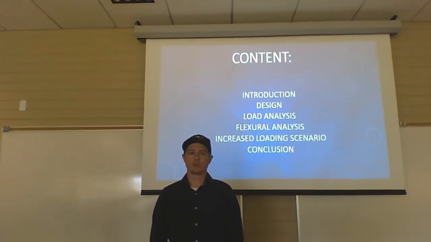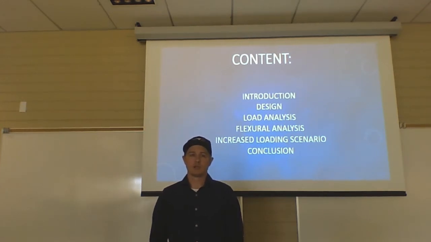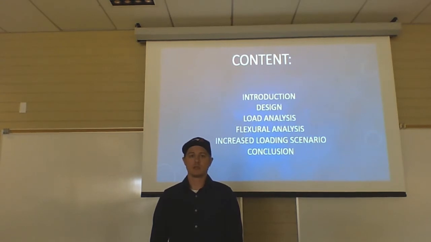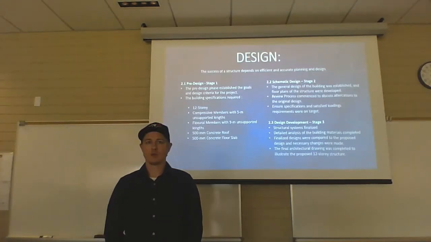These elements must be determined correctly during the design process to ensure that the building is safe for occupancy. The steps taken to develop a suitable design consist of professional architectural drawings, construction element explanations, and detailed material analysis. This report will outline the design and theoretical analysis developed for a 12-story office building. The success of a structure depends on efficient and accurate planning and design. To ensure the design of a structure was accurate and safe, several stages and procedures were required.